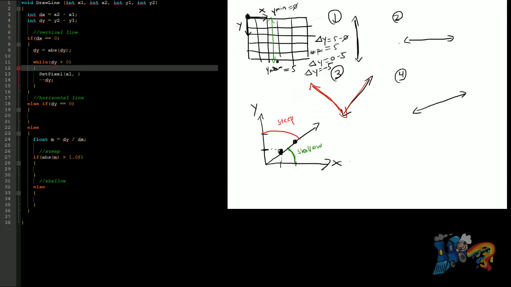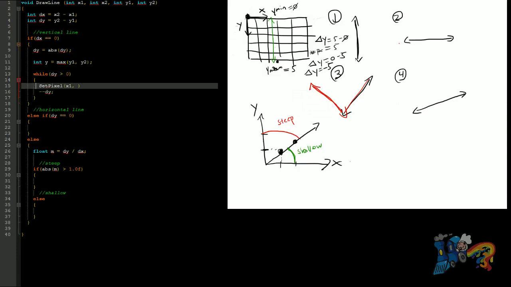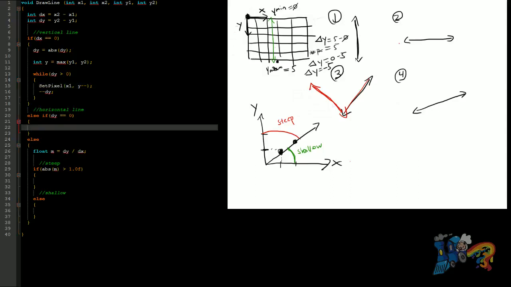The one thing we need to do right before we go into this loop is create a y value, and it needs to be equal to, as I just mentioned, the maximum between the two y values that were given to us. Now we know for sure that we're starting at the maximum y, and we're going to loop until we reach the minimum y, because we're looping dy times. So we set the same x pixel all the way down, but the y pixel we decrement each time, so that we're setting 1 for each row, essentially.